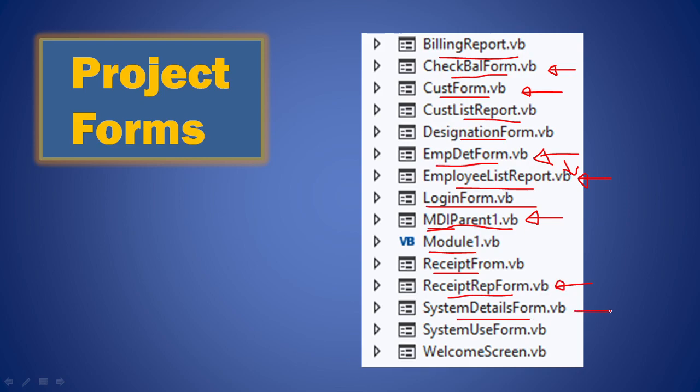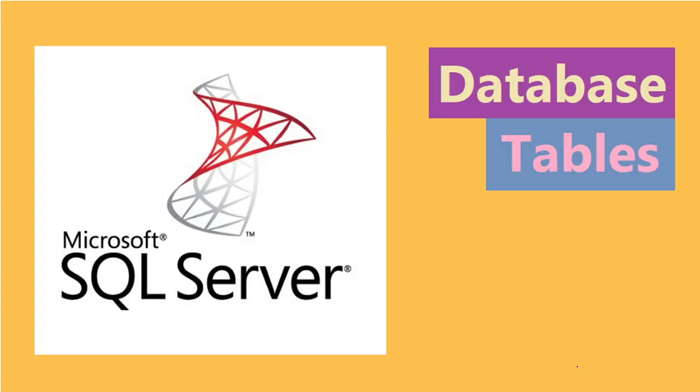System detail. Here the individual computers or laptops, those details we can enter here. System usage. When the customer has taken the system, that we can enter here. Then there is a welcome screen. The welcome screen is the entry screen to show what project it is. So these are the forms which are used in this project. Probably you can write this down and try to create the same forms in the corresponding language, and you can practice it. Fine.